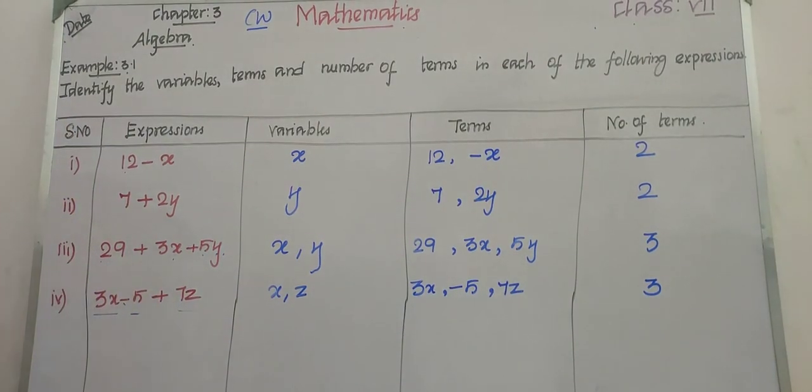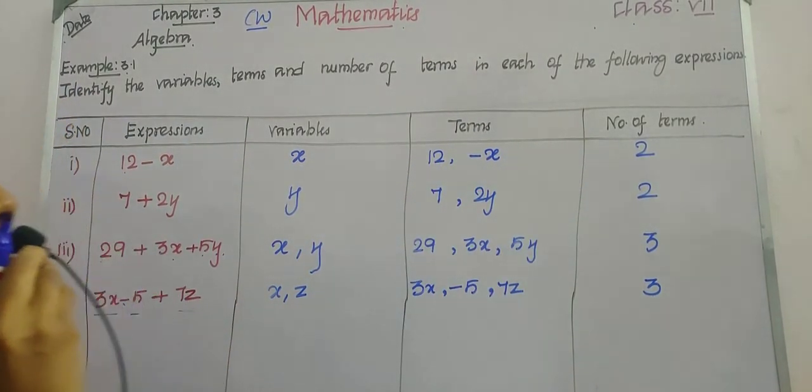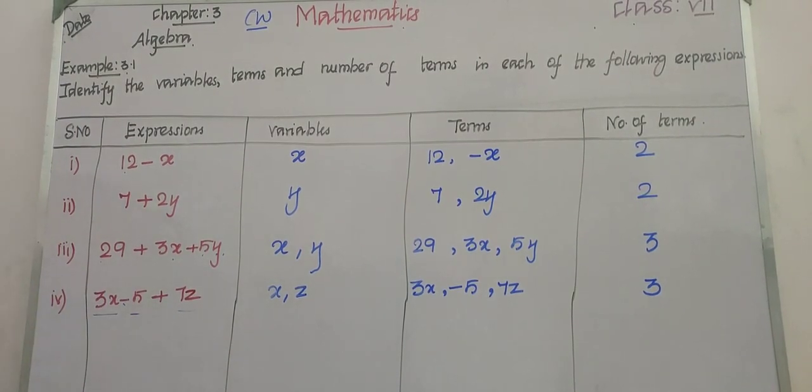Is it clear, children? In your classwork notebook, draw a box like this, with columns. The columns are: serial number, expression, variables, terms and number of terms. Write neatly in your notebook. Is it clear, children? Use only a scale and pencil to draw the lines.